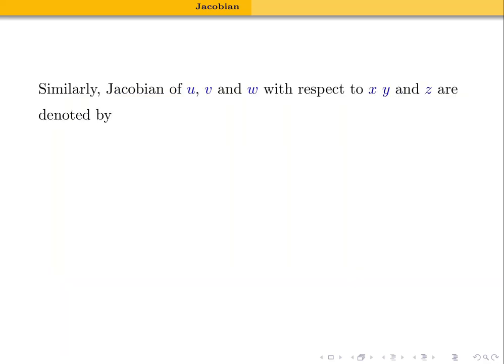Similarly, the Jacobian of u, v and w. In the previous case we saw only two variables. Here we have three variables. Similarly, we can extend it up to n variables.